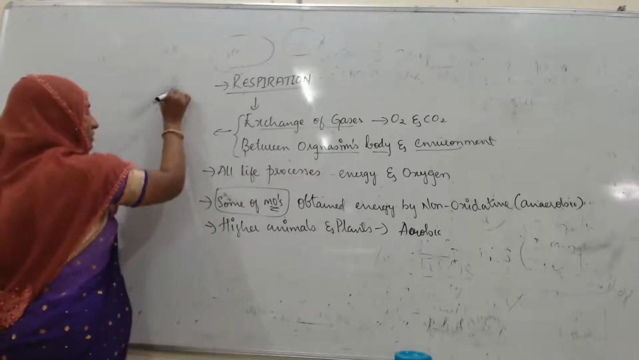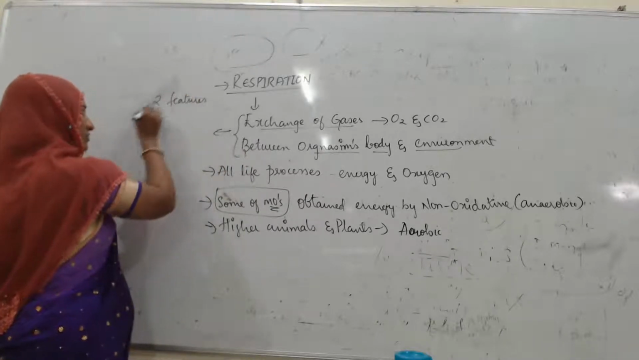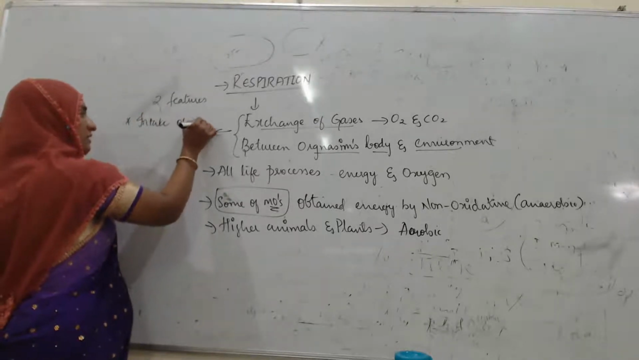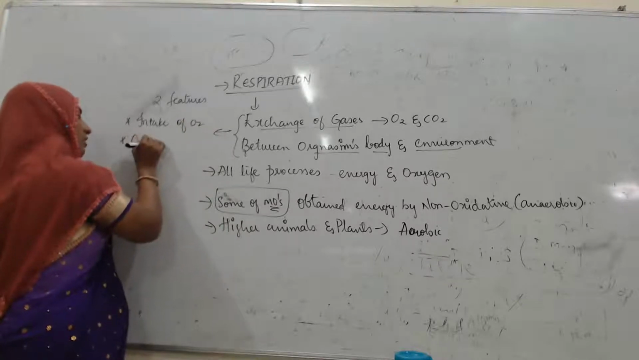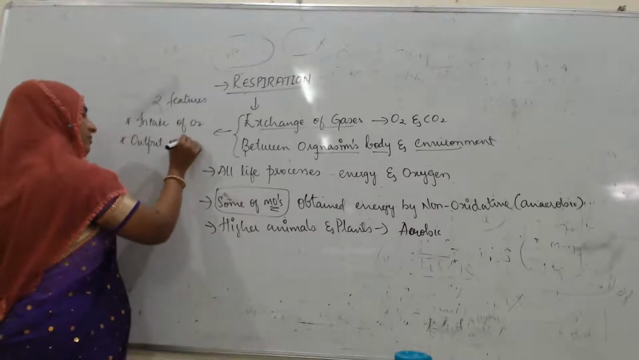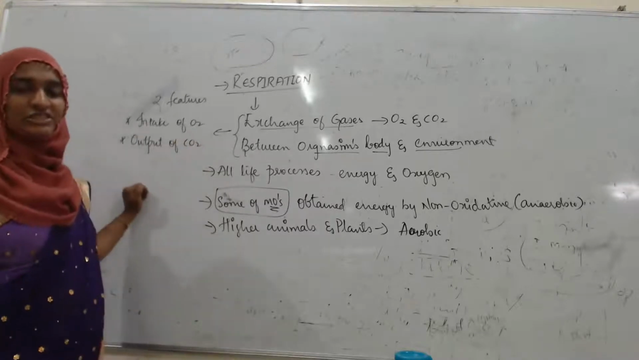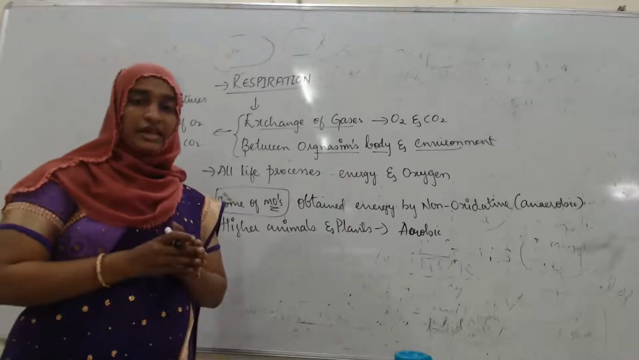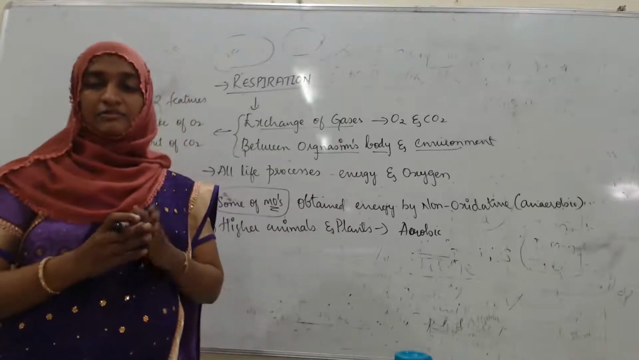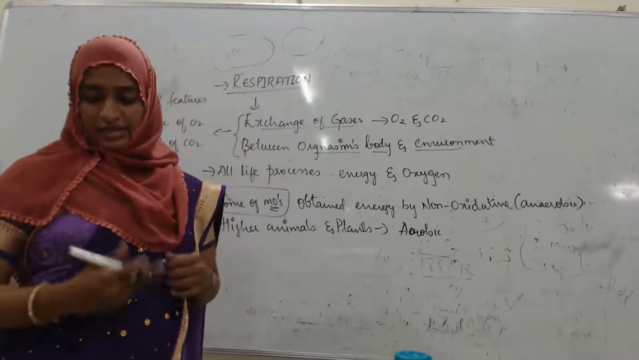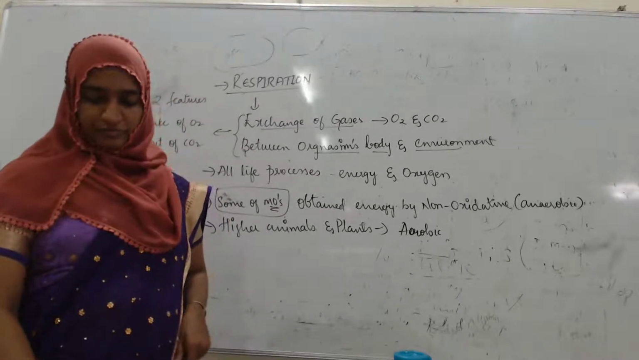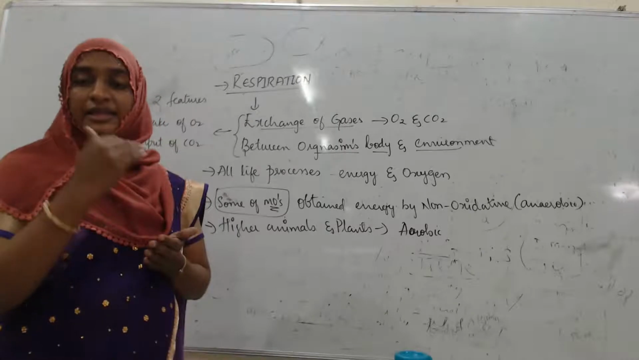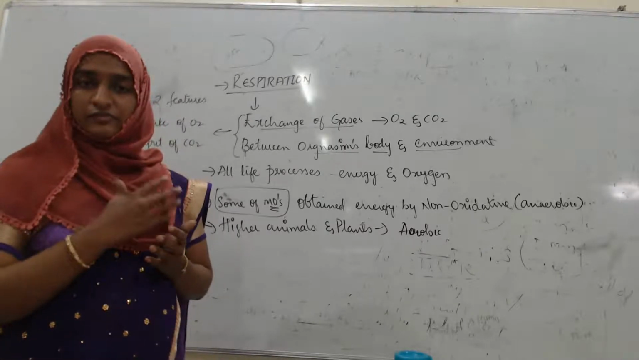Except for the definition, two features are there. What are the two features? First is intake of oxygen, and the other is output of carbon dioxide. These are the two essential features of respiration. See, aerobic organisms take in oxygen and give out carbon dioxide. See here, if you talk about the smaller organisms and the higher organisms, how they respire, we will see here.